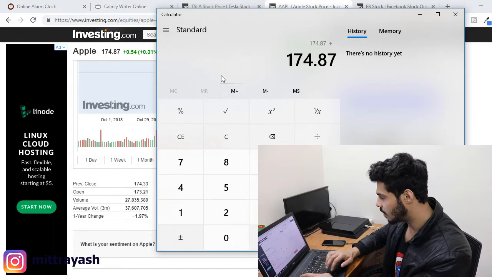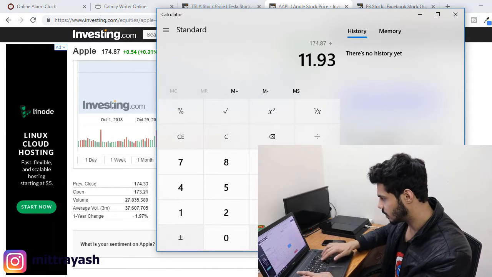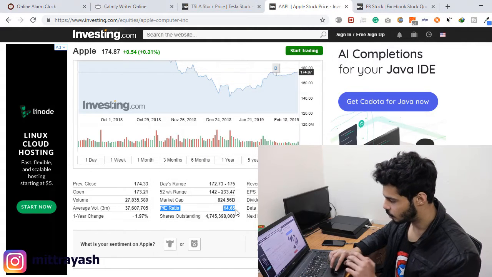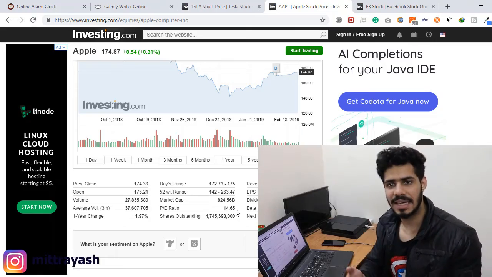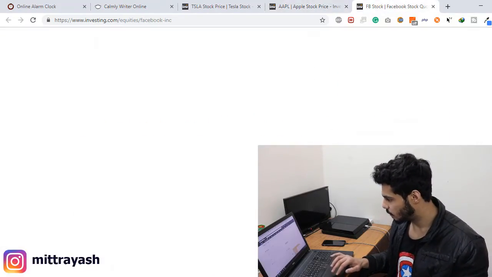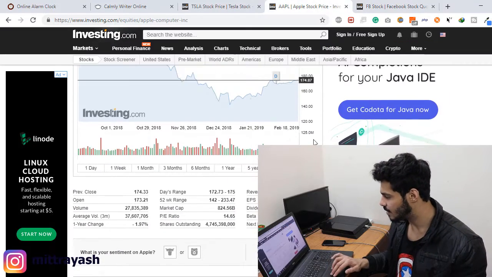174.87 divided by the earnings per share. And what are those? That's 11.93. So that comes out to be 14.65, exactly what we are looking for, right? PE ratio 14.65. Now what does this entail? What does this represent? Because Facebook has a PE ratio of about 21.48, all right? And in case of Apple, it is 14.65.